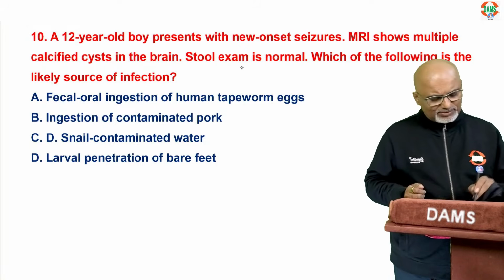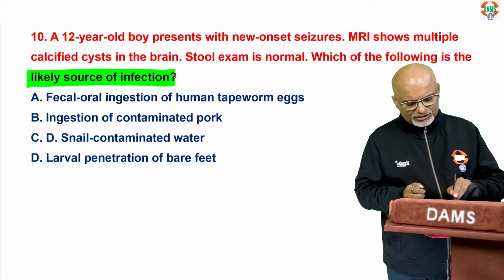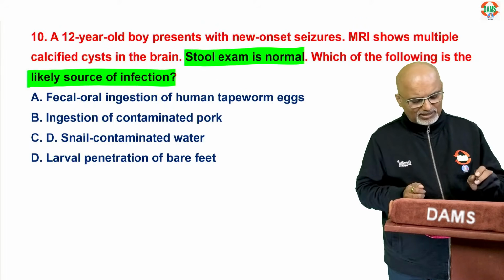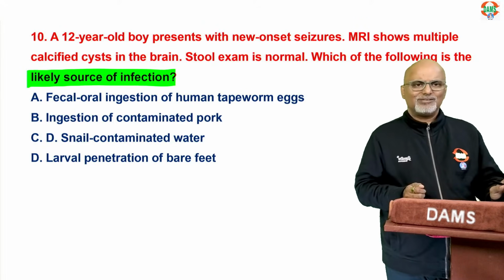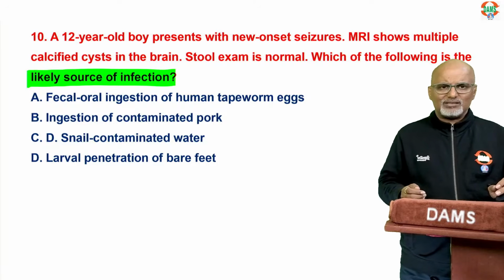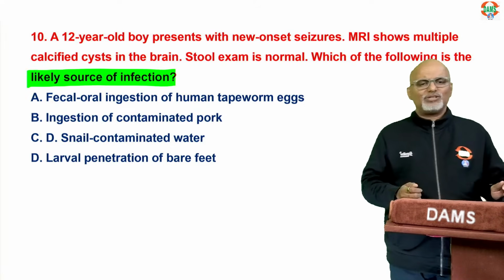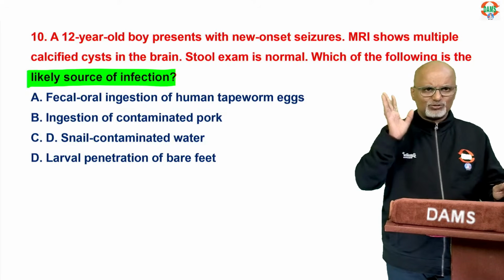Okay, stool exam is normal. Which of the following is the likely source of infection? Stool exam normal. Okay, that is confusing. Stool exam, sometimes it may be normal. It's not a 100% sensitive, foolproof exam. If we find something, well and good. So it is a case of neurocysticercosis.